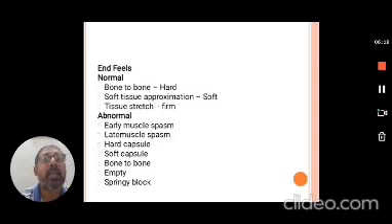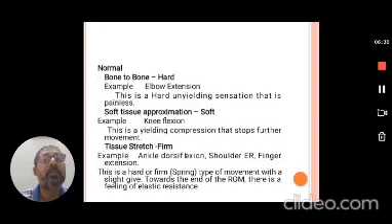These are the end feels. Normal ones are hard, bone to bone; soft, which will be soft tissue approximation; and firm, which will be tissue stretch. And these are the abnormal ones, which are added to the hard, soft and firm end feels.